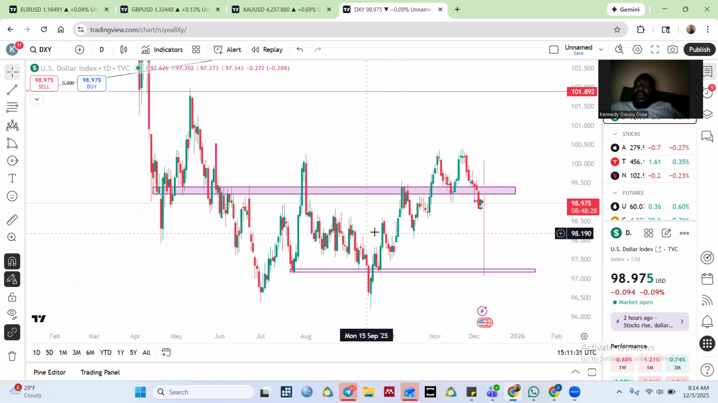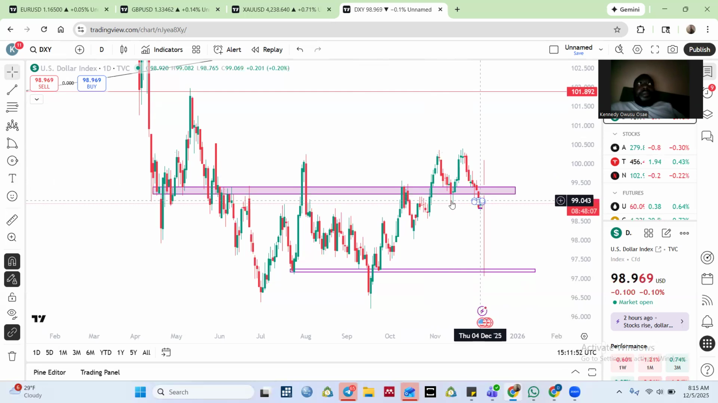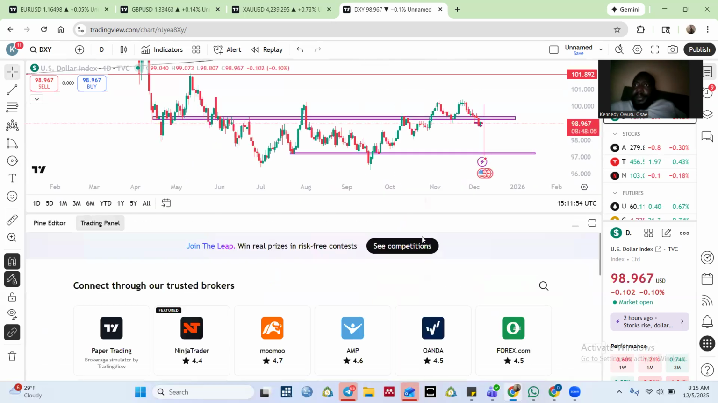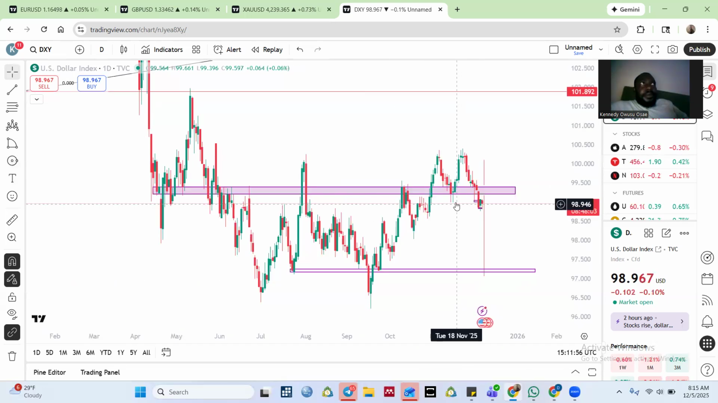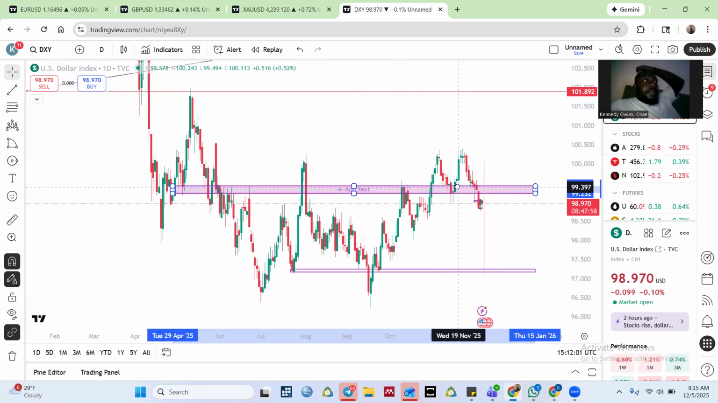So price was moving up, hit this point here, and then made its way down to this area, and then moved up, but gave us a double top and then dropped down. So dropping down, it broke this area of support. Okay, so that's what we've seen this week.